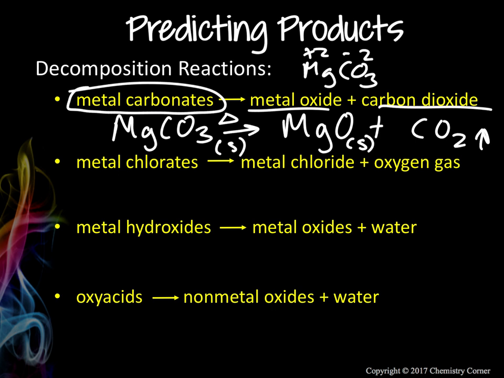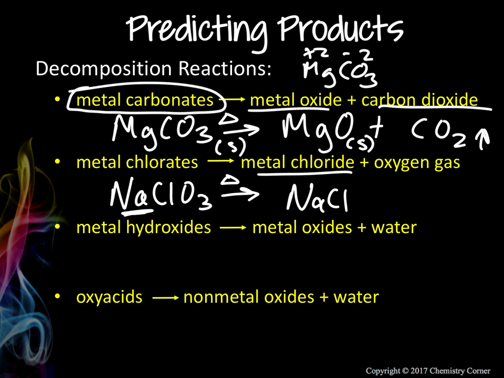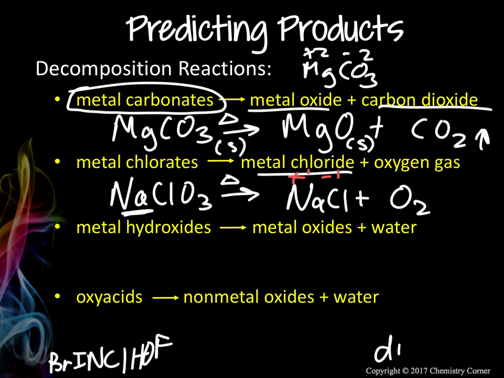Now, metal chlorates. Let me give you one of these. Oh, by the way, is this balanced? Yes, it is balanced. Come on, I'm not a rookie. All right, NaClO3, sodium chlorate. We got to heat that guy. We're going to get a metal chloride, so that means this is my metal, sodium chloride. Well, remember, that's plus one, minus one, so that guy's good. Plus oxygen gas. Oxygen is a diatomic. Don't forget, you got to know your Brinclhof. I bring clay for our new house, whatever it may be, don't forget your diatomics.